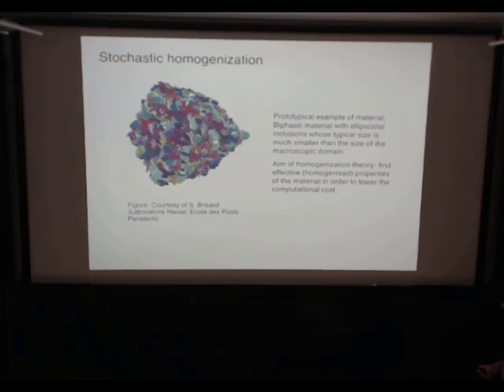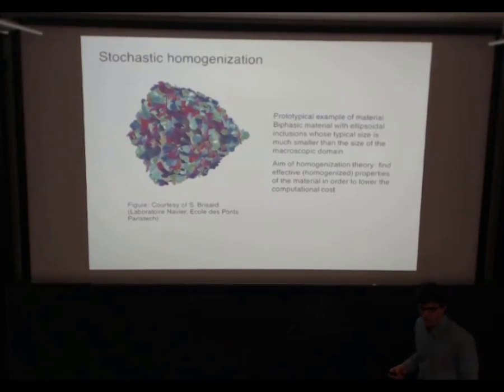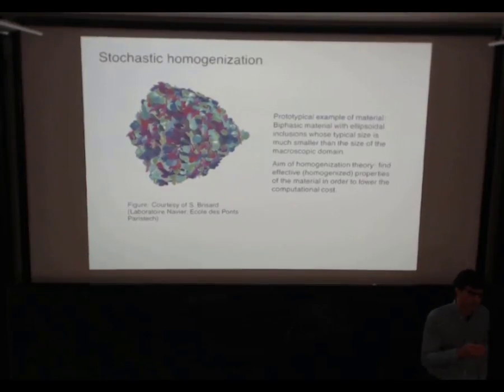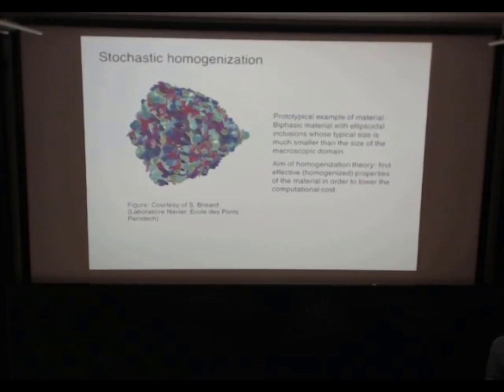So a typical target is maybe such a prototypical example of material, where we have a biphasic material with ellipsoidal inclusions. In the following, I will assume only spherical inclusions, but our long-term goal is to extend this to ellipsoids at some point. Those sizes are typically epsilon, so much smaller than what you would like to resolve in practice. But you would like to know what are the macroscopic or effective homogenized properties of this material.